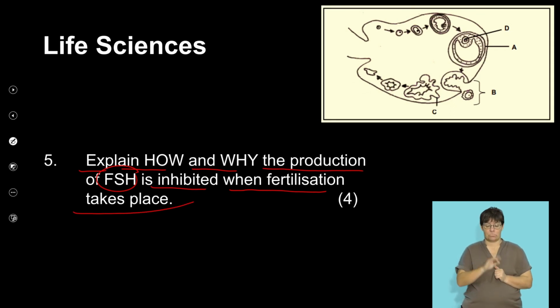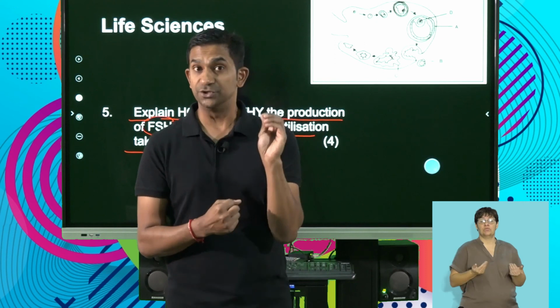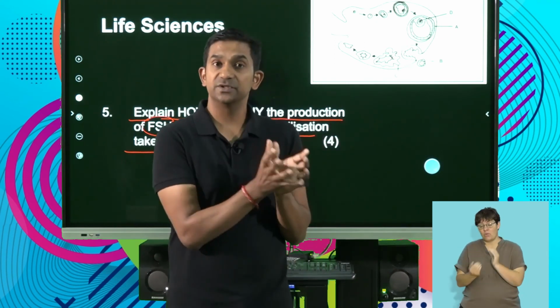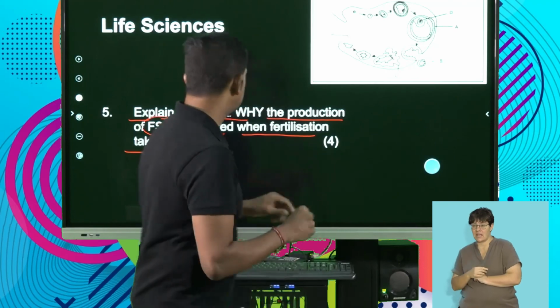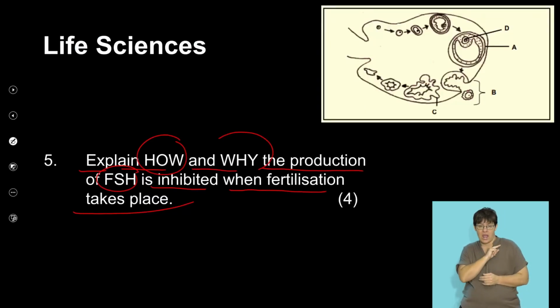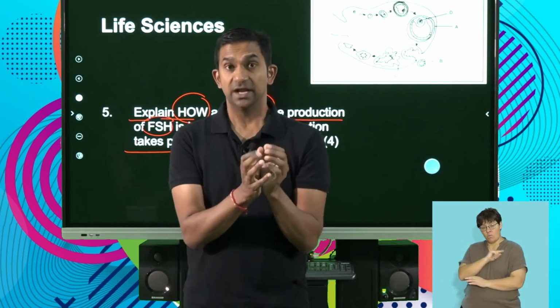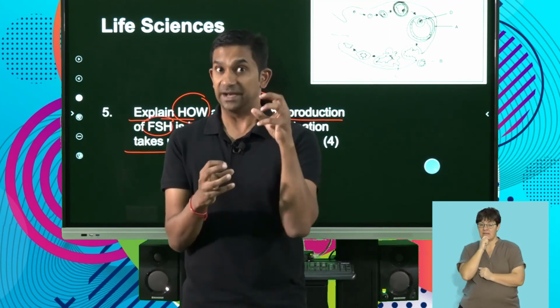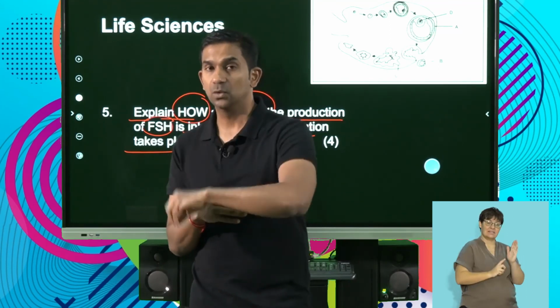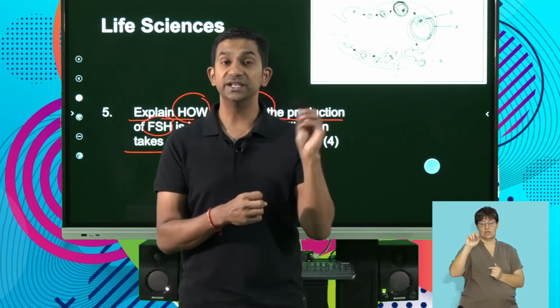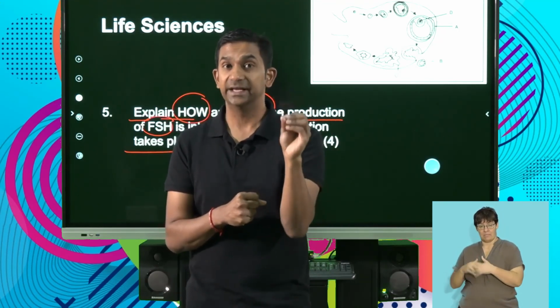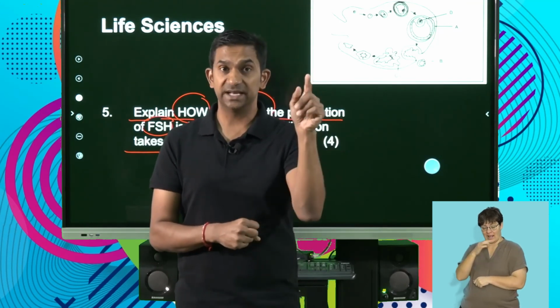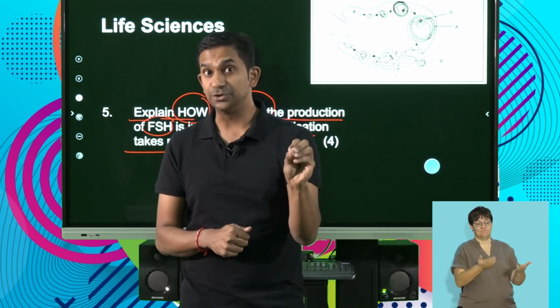Now guys, if we remember, FSH is a hormone that is produced by the pituitary gland to stimulate the development of a new follicle. So the question asks to explain how and why the production of FSH is inhibited. The simple rationale is that FSH needs to be inhibited because we now have fertilization taking place. When fertilization takes place, it means that an egg will now continue its development within the endometrium. So the need for the formation of a new egg is not there, and hence the pituitary gland will not produce a new egg.